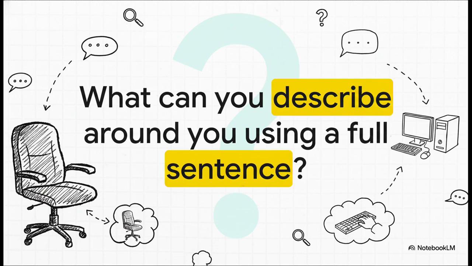So here's a final thought, a challenge for you. Look around the room you're in right now. Don't just see a chair. See the chair that I am sitting on. Don't just see a computer. See the computer that I bought last year. This grammar isn't just some abstract rule. It's a completely new way of seeing the world. So how can you use it to add a story to everything around you?